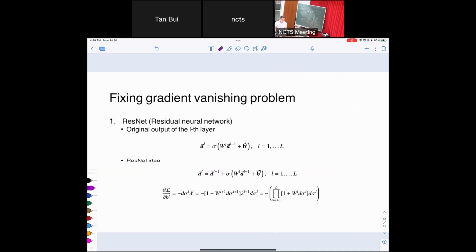Then we continue. We go through the same exercise again, but now we're going to calculate the derivative of the loss function with respect to BL again. I don't know why I put lambda there. Oh, I remember now. This is the adjoint.